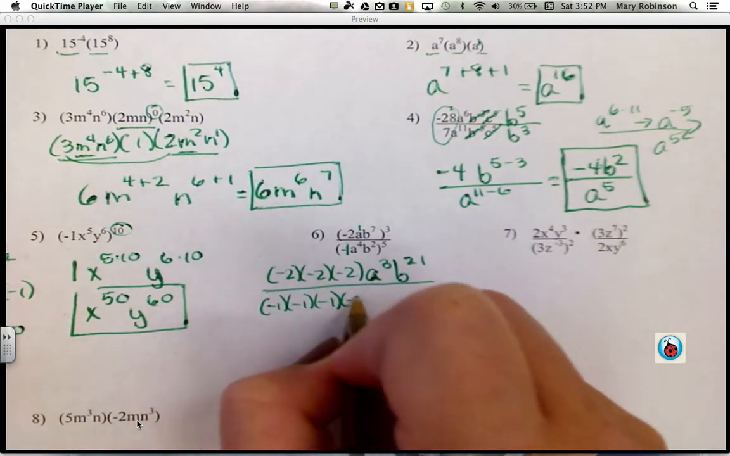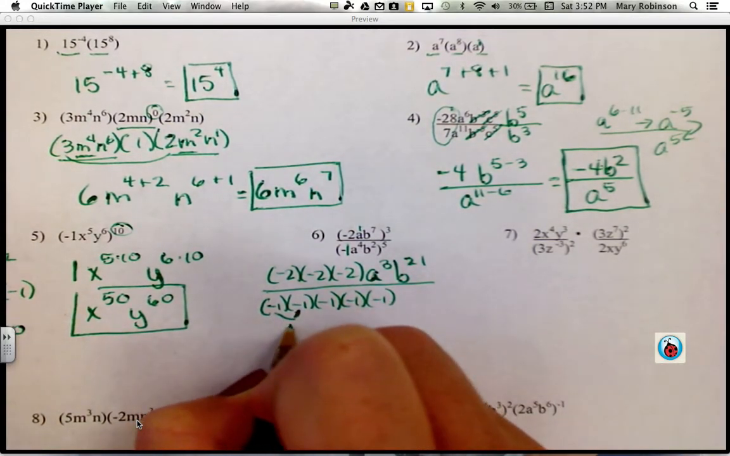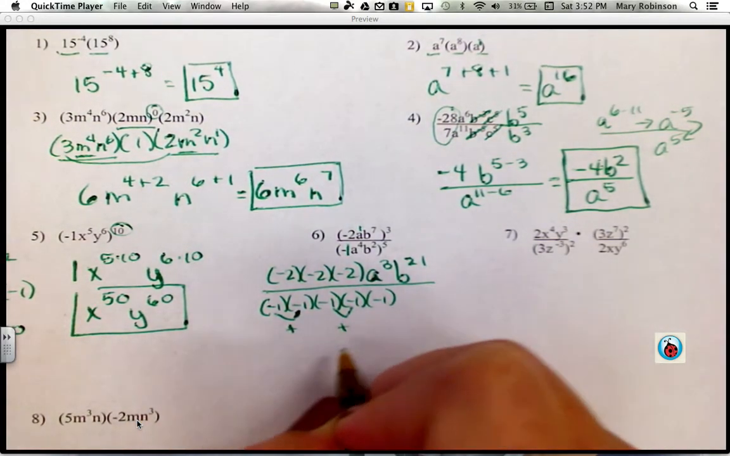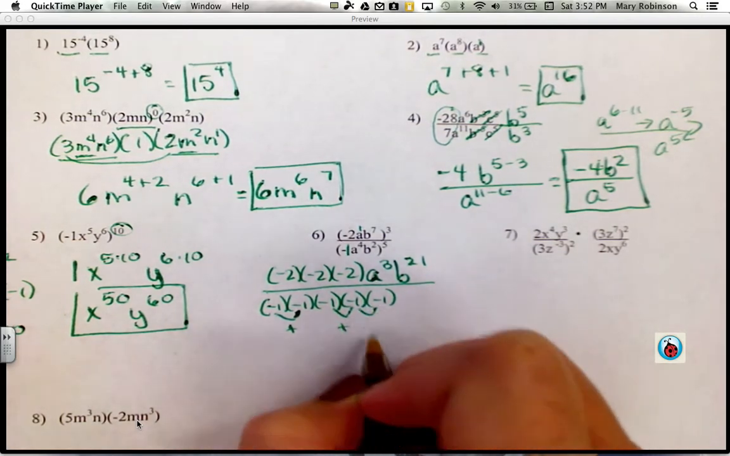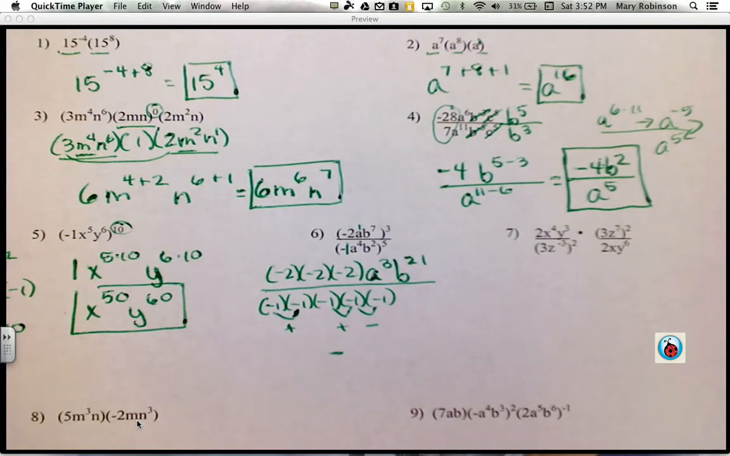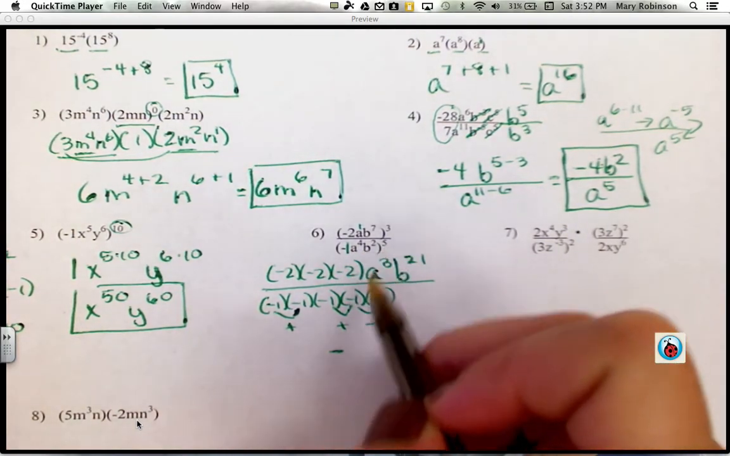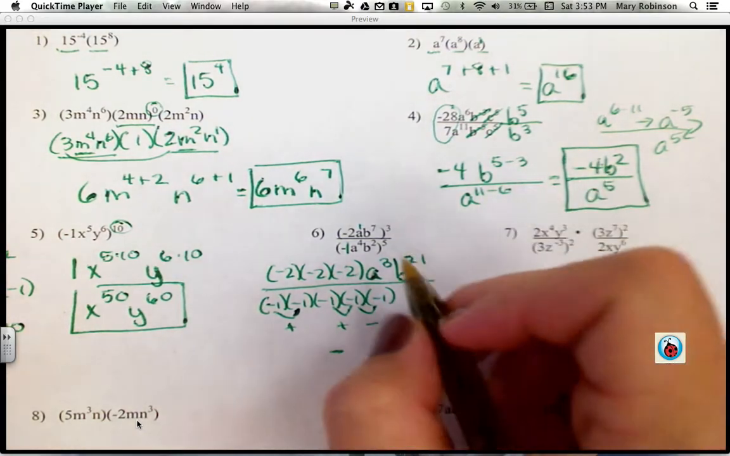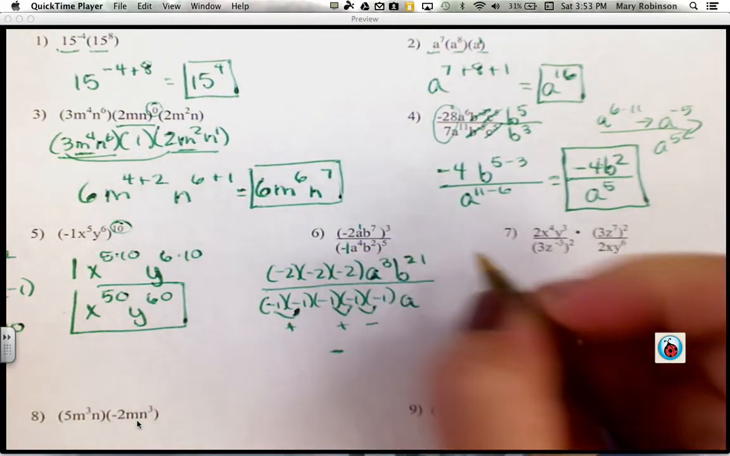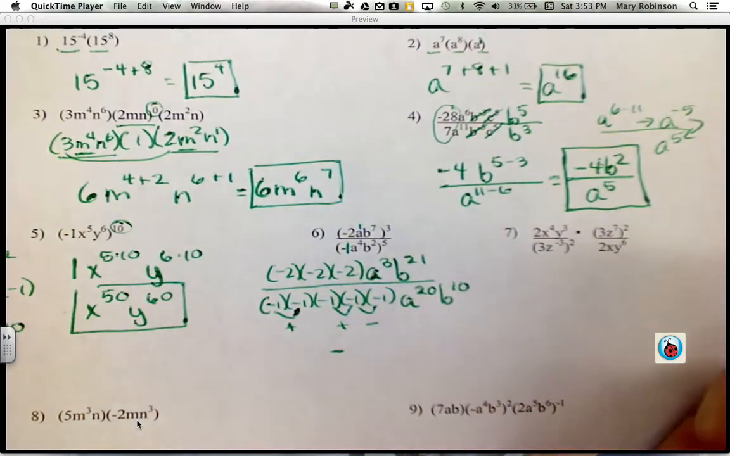negative 1 to the 5th means we'd write it 5 times. A negative, while these two would give us a positive and these two a positive, when we multiply by a negative, we'll end up with a negative. So we will end up with a negative in our denominator. So just remember, a negative number to an odd power will be negative. And then in multiplying our exponents, we'll have a to the 20th, b to the 10th.